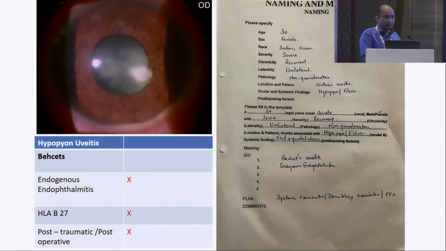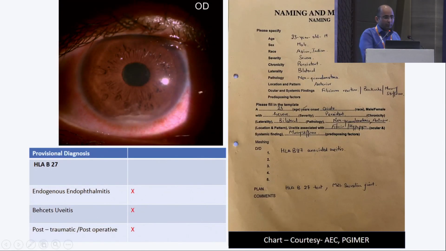This is the first patient, a 23-year-old male presenting with severe persistent bilateral non-granulomatous anterior uveitis. If you can see on the right side of the slide, this is the typical pattern which we have to follow, and if we follow this pattern, most of the diagnoses can be made with the help of the naming and meshing technique.